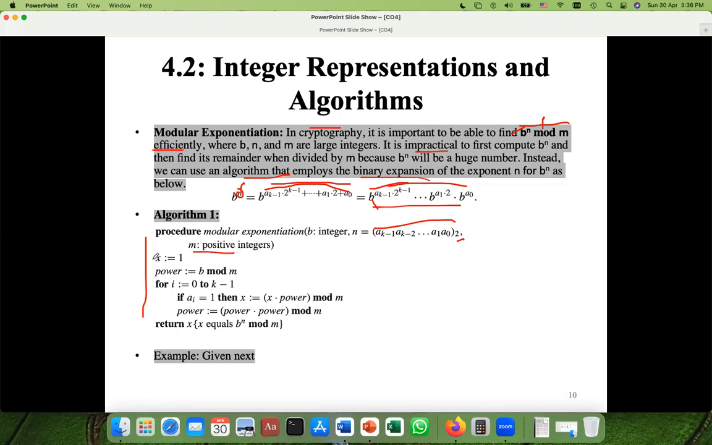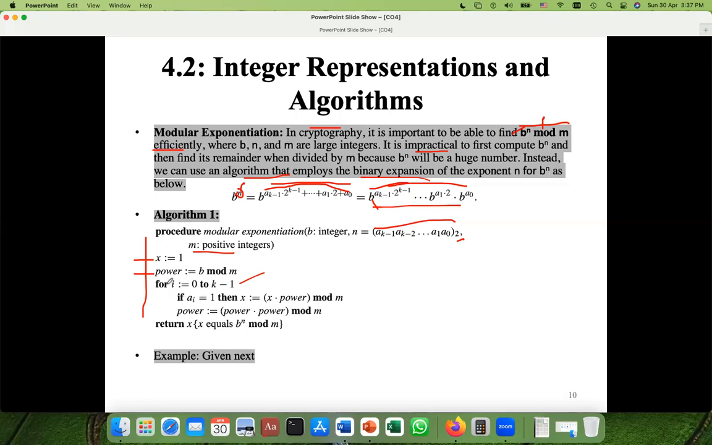What you have to do is initialize x with 1, and then initialize a variable power with b mod m. If b is given to you, divide it by m and keep the remainder in power. After that, we have the loop for i equal to 0 to k minus 1. What is k? The number of bits in it. I will give you the understanding when I present an example; you will understand it completely.